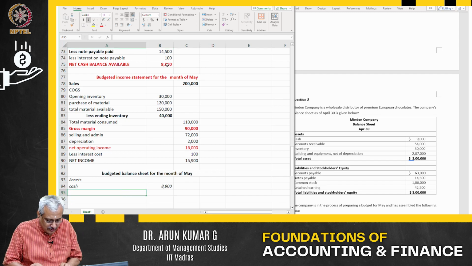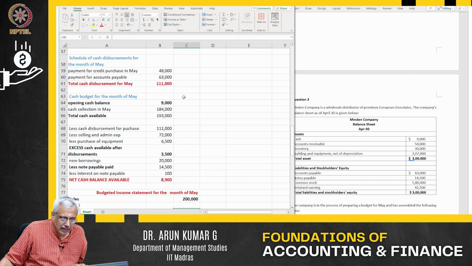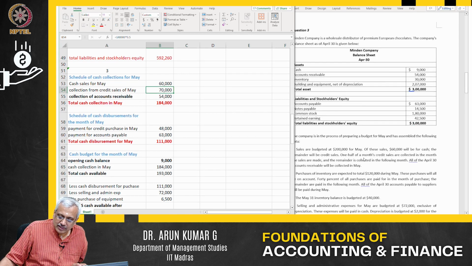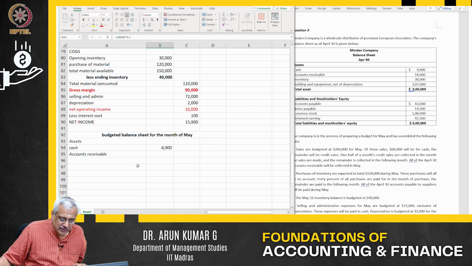Next, they said accounts receivable. We go back here. What is the total credit sale? What is the total credit sales in the month of May? 2 lakhs is the sale in the month of May, 60,000 is cash, 1,40,000 is credit sales, 70,000 I have received. That means another 70,000 I am yet to receive from that 1,40,000. So 70,000 is the credit sale out there.